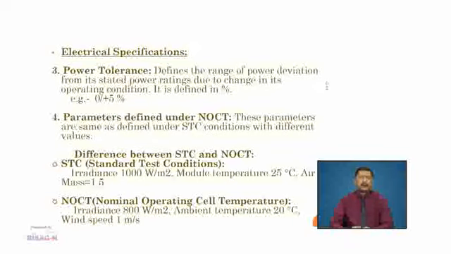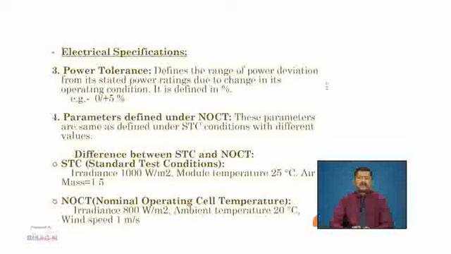Third, power tolerance defines the range of the power deviation from its stated power ratings due to the change in its operating condition. It is defined in percentage. Example 0 to plus 5%. Fourth one, parameters defined under NOCT. These parameters are the same as defined under STC conditions with different values.